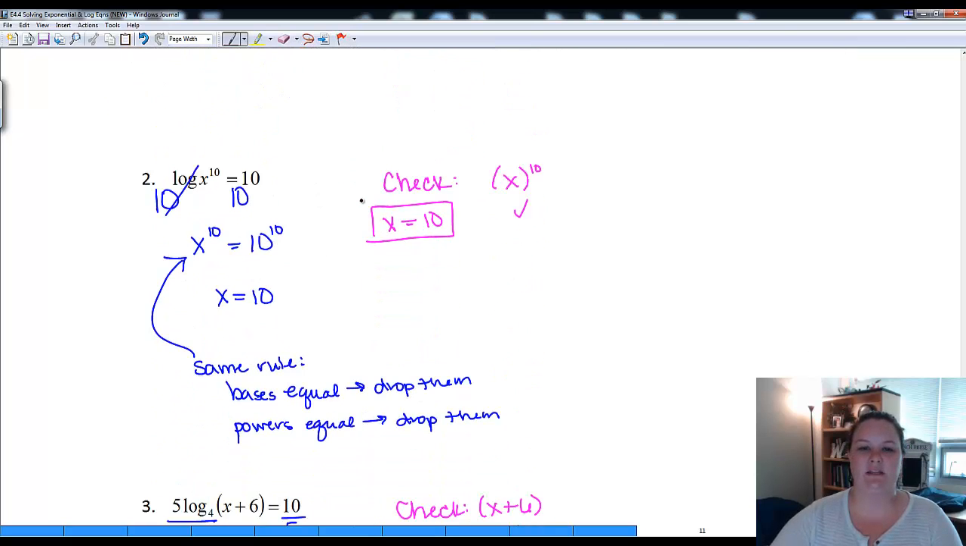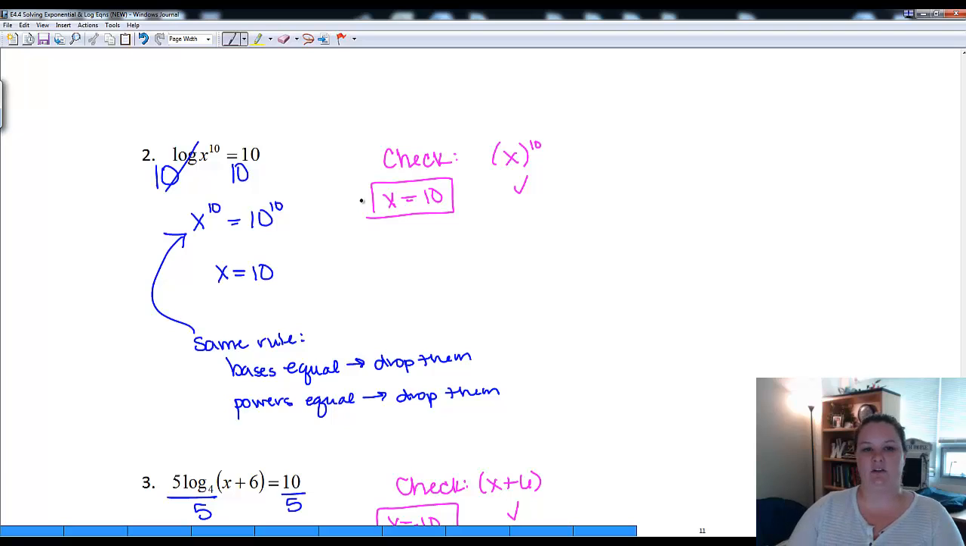For the second one, we have log of x to the 10th equals 10. Now to get rid of this log, notice there's no number written down here, no subscript. So when there's no number there, it's an implied log base 10. So to get rid of log base 10, we're going to use exponential base 10. If we use a big exponential base 10 on this side, we have to put a big exponential base 10 on the other. So our 10 and our log cancel, leaving us with x to the 10th. On the other side, I have 10 to the 10th.